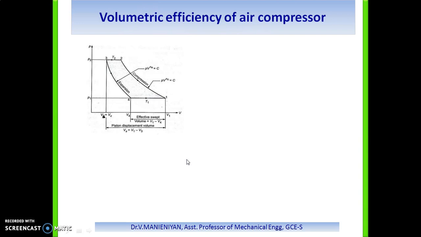So this is the definition for the mass, volume and mass ratio. The actual volume sucked into the cylinder during the suction stroke is always less than the swept volume. This is due to the resistance offered by the inlet valve to the incoming air, the temperature of the incoming air, and the back pressure of the residual gas in the clearance volume.